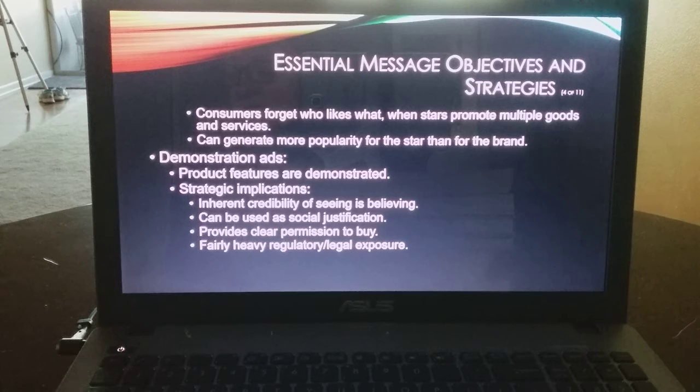Okay, demonstration ads are also very effective to show how easy a product is to use. You see the results of what would happen if you use the product.